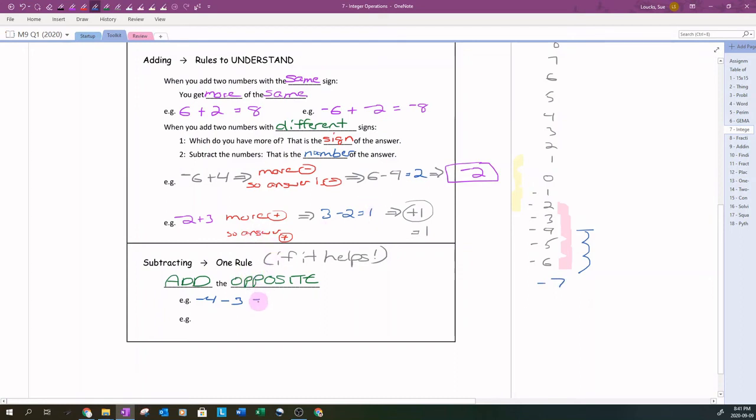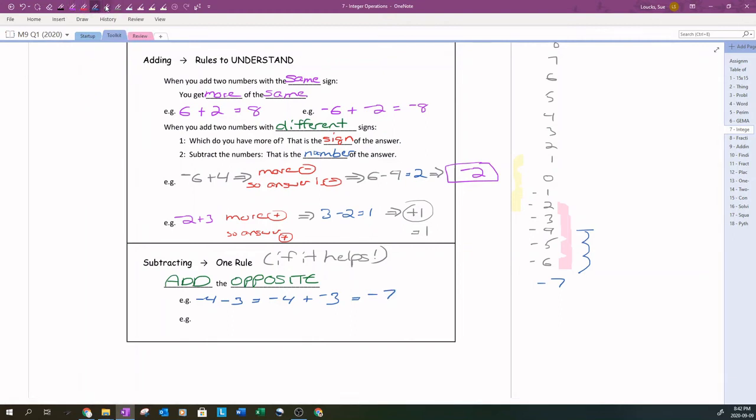But I can also do this as -4 plus -3. So I've changed the minus sign to a plus, and I've changed the +3 to a -3. So now I'm adding the opposite. Before I was subtracting 3, now I'm adding -3. So now I can use my addition rules. I've got 4 negatives and I've got 3 negatives. Everything I have is negative, and I have 7 of them, so my answer is -7.